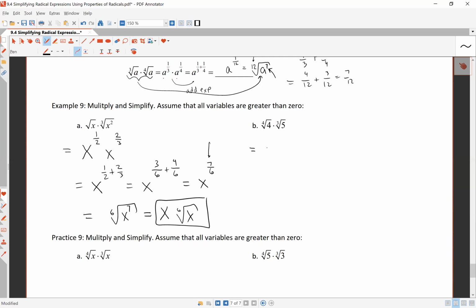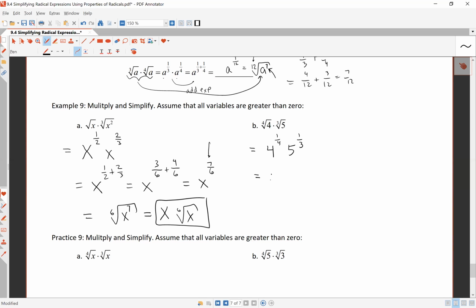Letter B, we have the 4th root of 4, or 4 to the 1/4, and the cube root of 5, which is 5 to the 1/3. So this one's a little bit different. This one we don't have the same base, so we can't add those exponents.